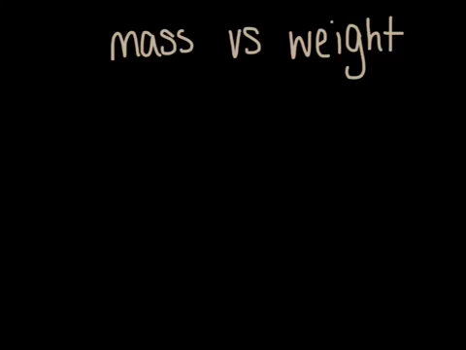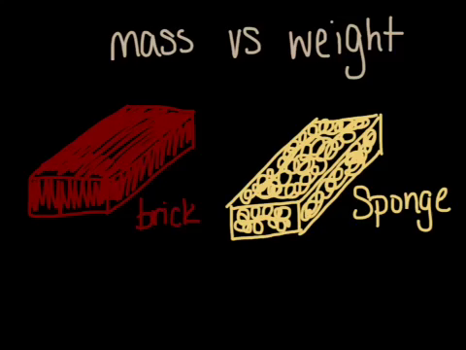Let's talk a minute about the differences between mass and weight. Let's take a look at this brick and this sponge. Both of them have the same exact volume, but the brick has a larger mass. So that means that the earth is going to pull more on the brick than it is on the sponge. Therefore, the brick is going to weigh more than the sponge.